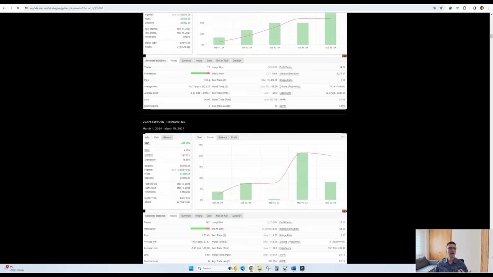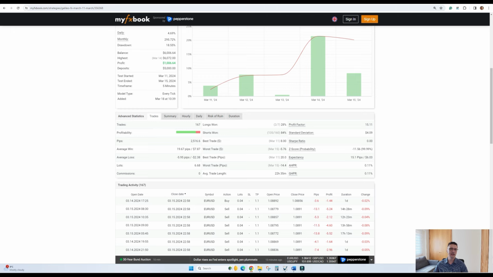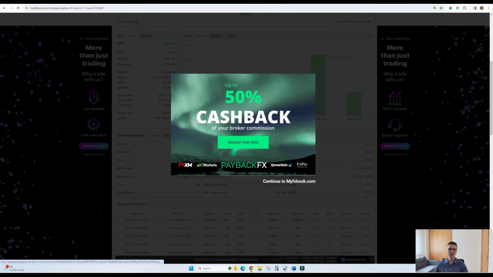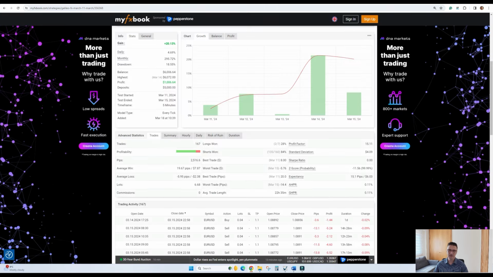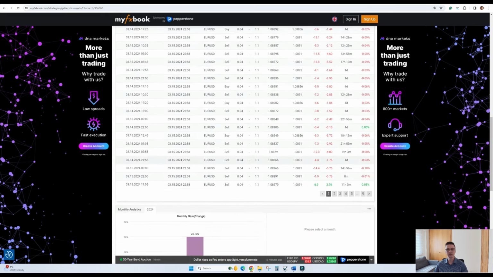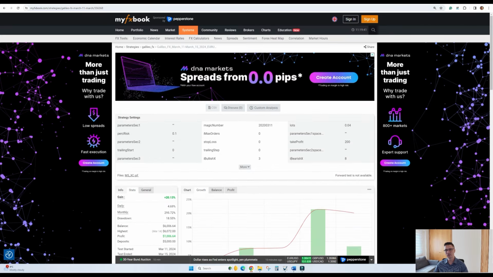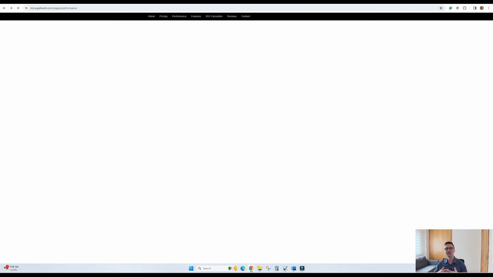A new page will open, and on this system you will have all the details that you want to find on this robot. Of course, this is the advertisement from my FX book, and all the trades that it took, how it reached that performance, and all the details that you might want. This is, I would say, the most important feature, in the sense that this is transparent.